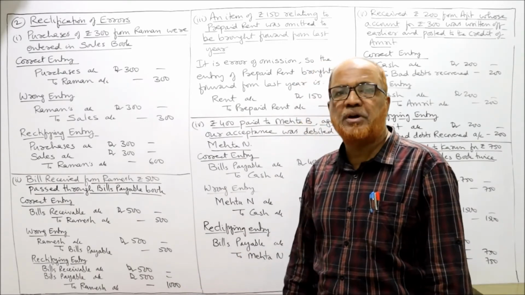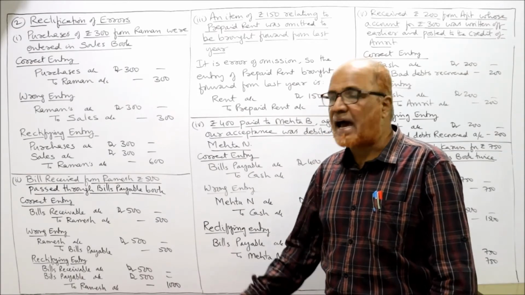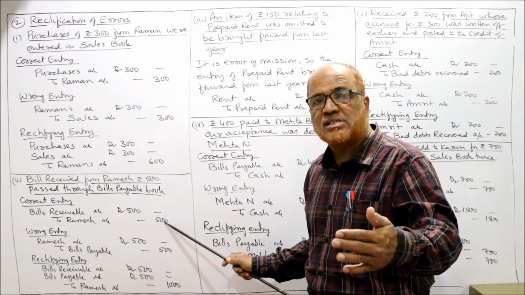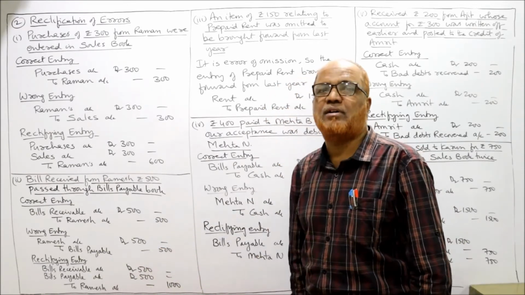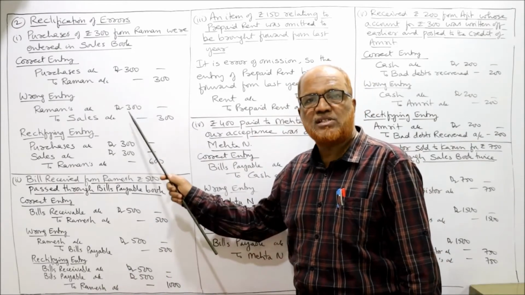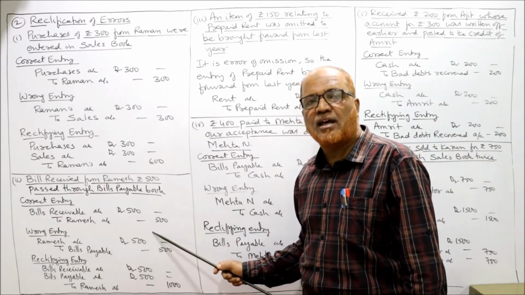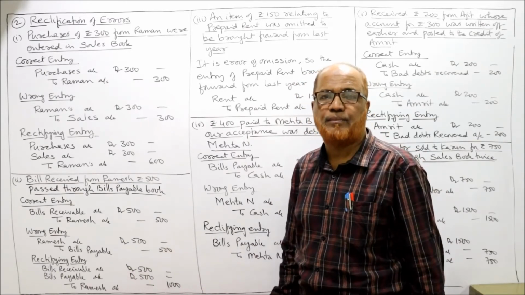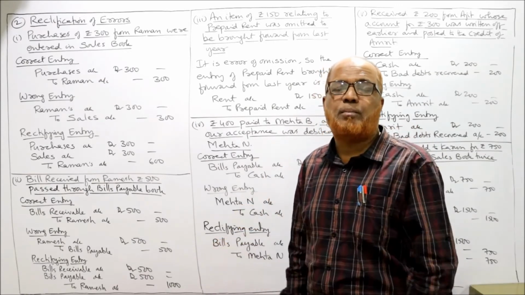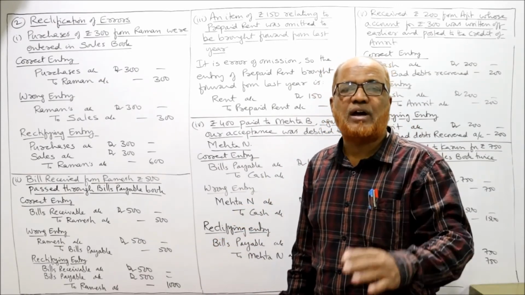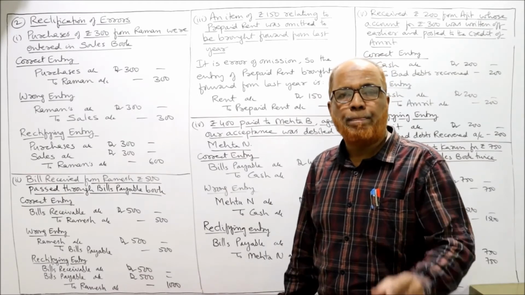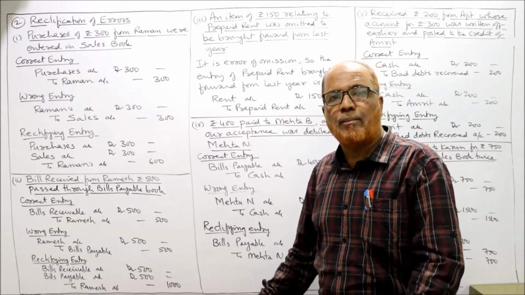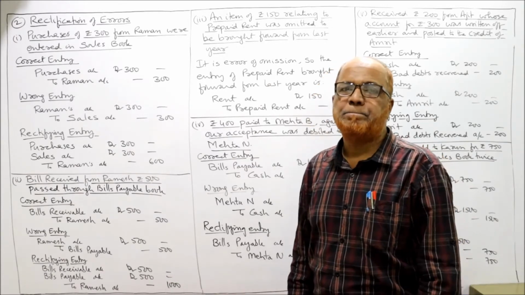Now Ramesh account should be credited with double the amount. Because actually in the correct entry, Ramesh account should have been credited by 500. But by mistake, Ramesh account was debited by 500, just like the previous case. Now we credit Ramesh account by double the amount. 500 plus 500, 1000. So rectifying entry: bills receivable account debtor 500, bills payable account debtor 500 to Ramesh account 1000. This is the rectifying entry.